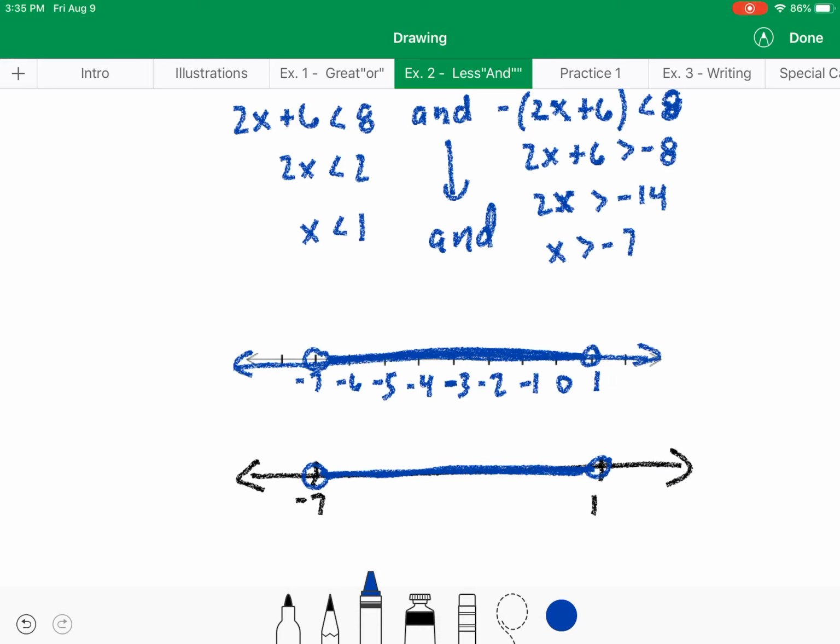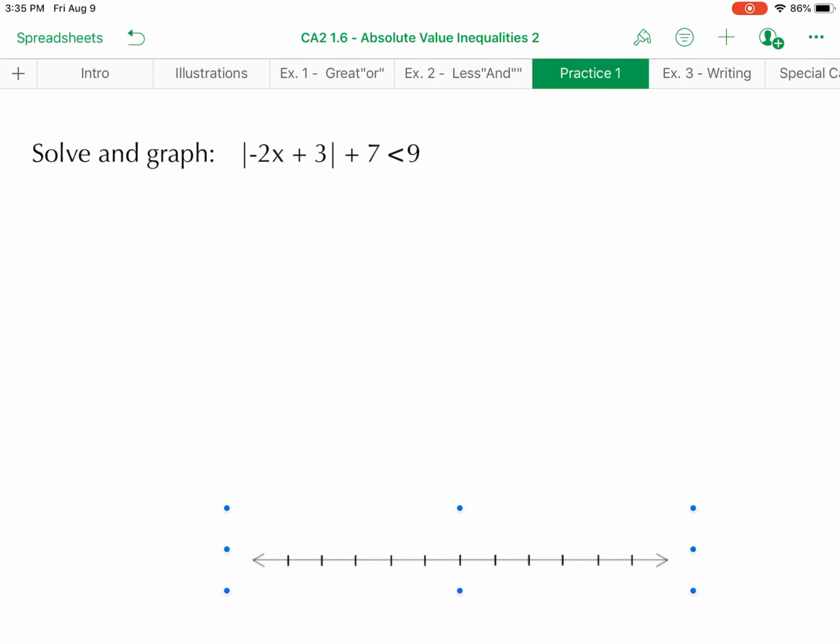And I'm going to write my solution using this notation. Okay. Pause the video, try this one yourself, and then come back and check your work.